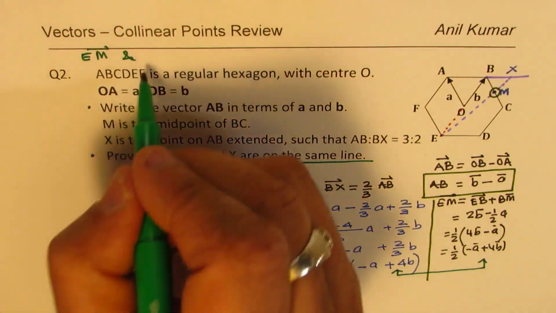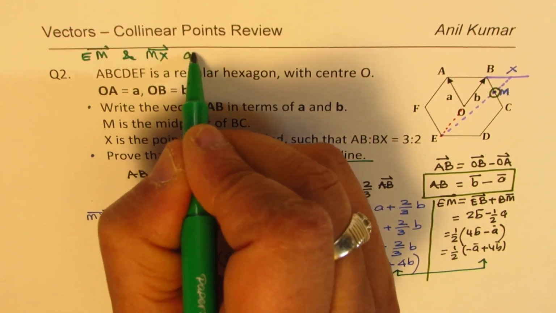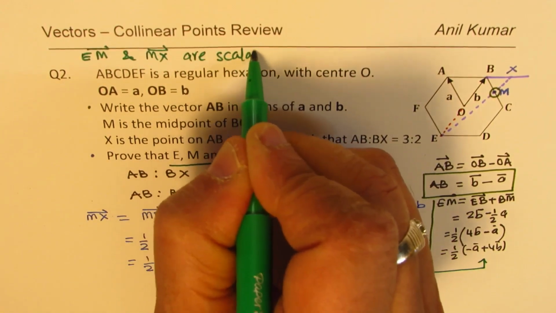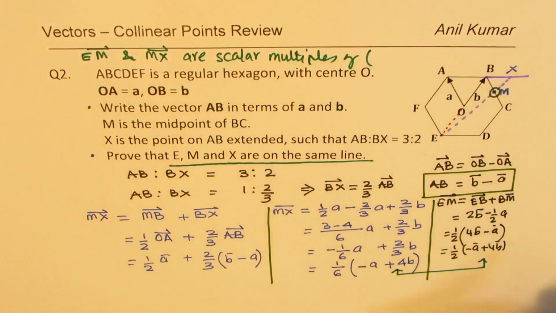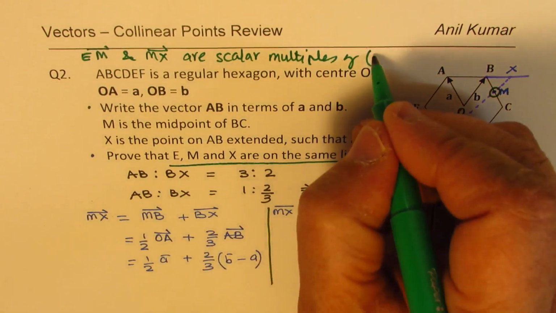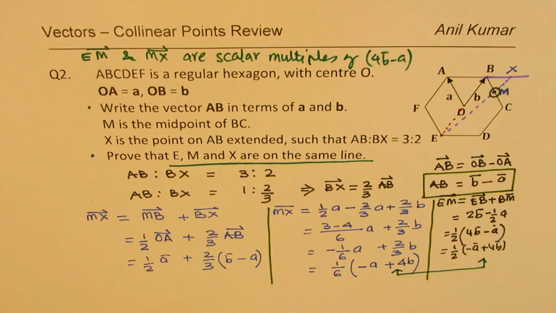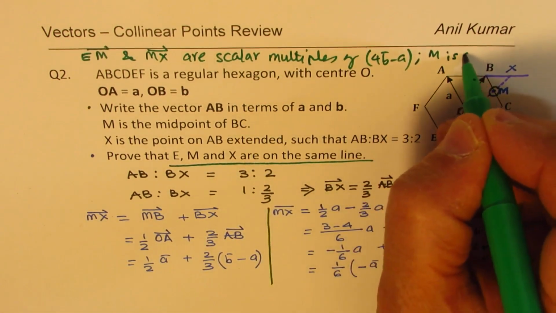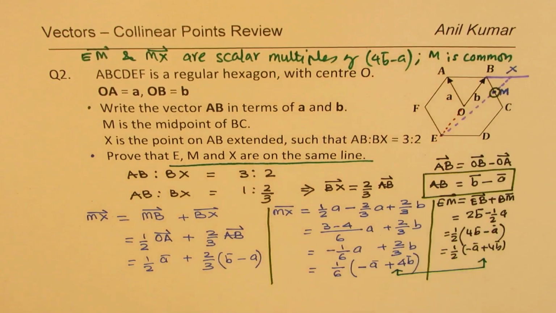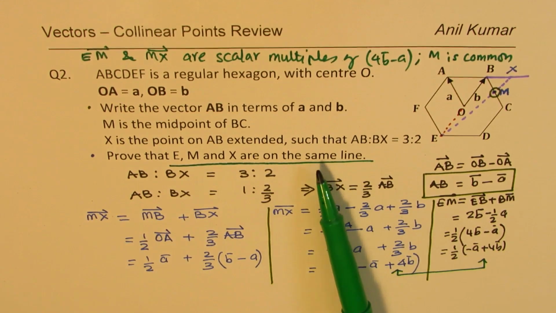And MX are scalar multiples of the vector 4B minus A. One. And second, we also notice that they have a common point, which is of course M, right? M is common. So once you show that the two vectors are scalar multiples and they have a point which is common, that means they are collinear. They are on the same line.